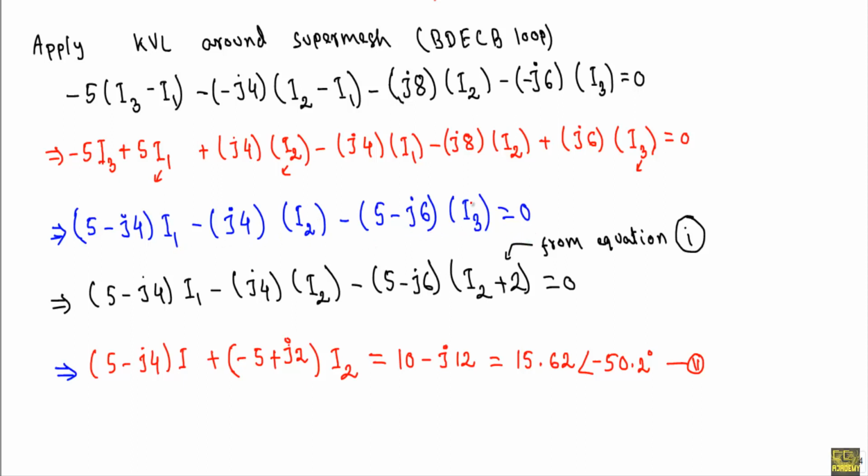From equation number 1, we know that I3 is equal to I2 plus 2. So if I replace I3 with I2 plus 2, I will get (5 minus J4) I1 plus (minus 5 plus J2) I2 equal to 10 minus J2, or in polar form it will be 15.62 with phase angle minus 50.2 degrees. This will be equation number 2. Okay, this is equation number 2.